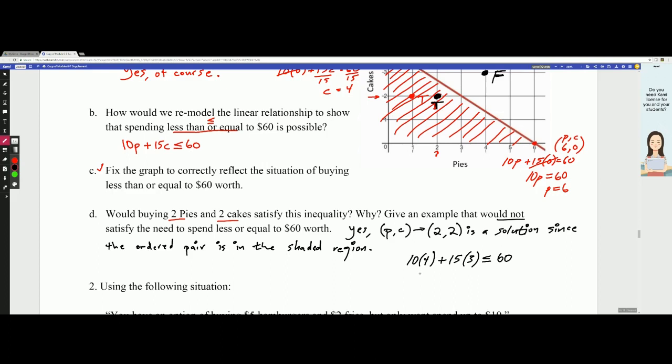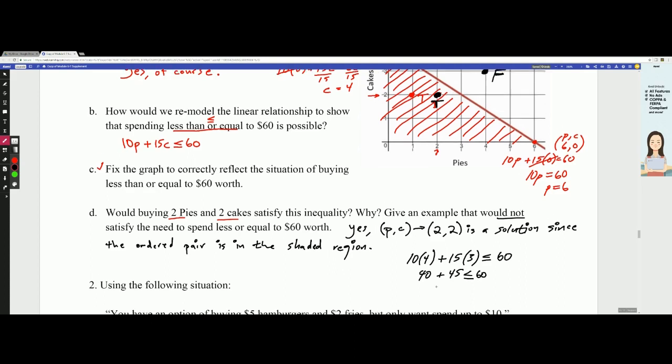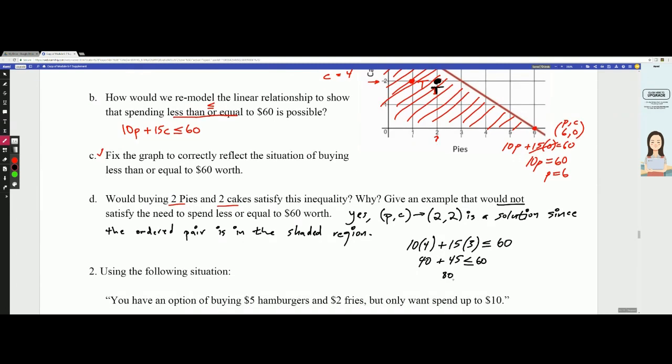Well, let's find out. Four pies, so that's $40, and 15 times 3 because we want 3 cakes, and that should give us 45. Again, less than or equal to 60, and oops, 80, silly me, 85. There we go.